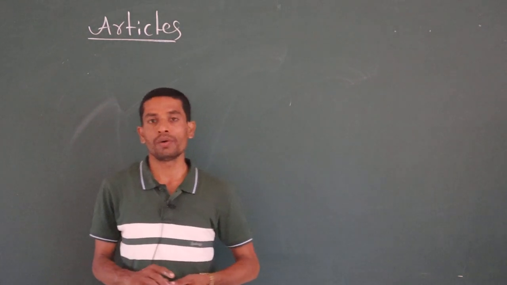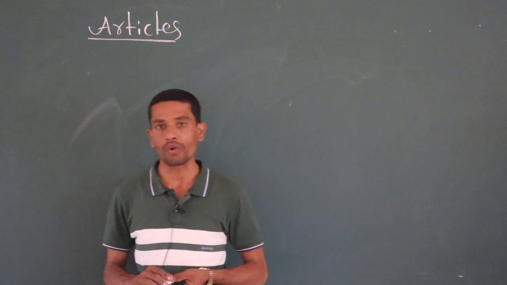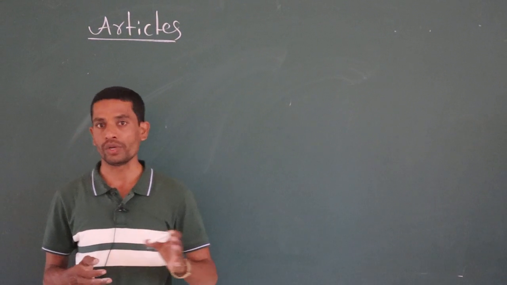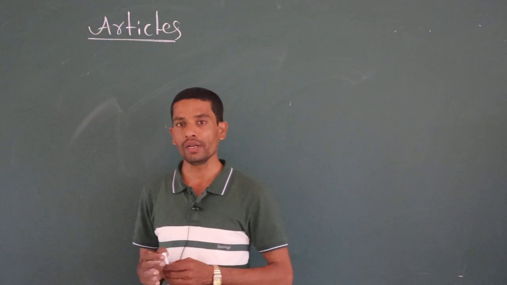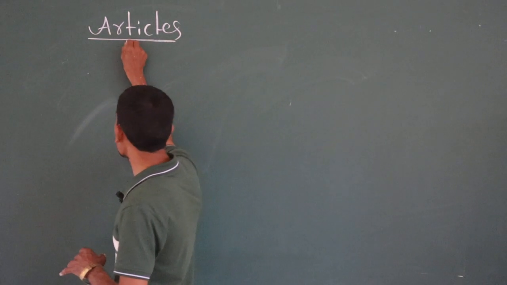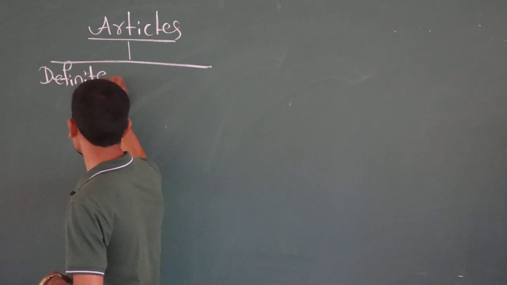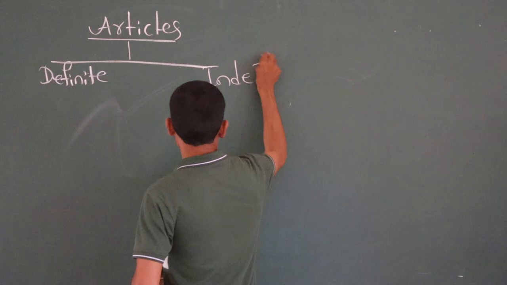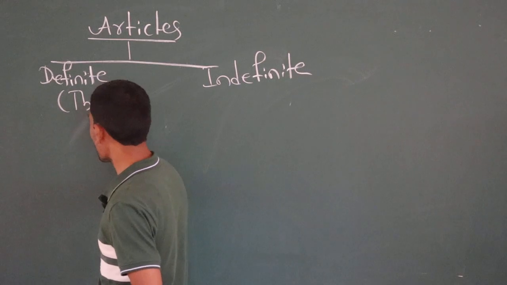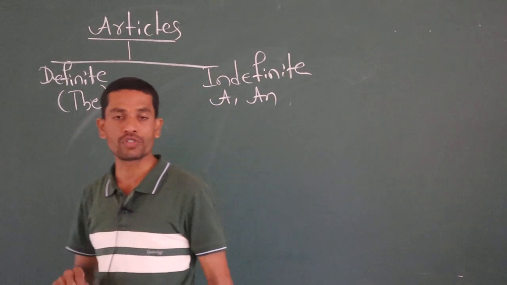Okay students, yesterday we had been discussing one more important topic of English grammar, that is articles. Maybe from one week onwards we are going to discuss that topic, and today I am going to conclude it. Already we know that there are two kinds of articles: definite article and indefinite article. The definite article is 'the', and the indefinite articles are 'a' and 'an'.